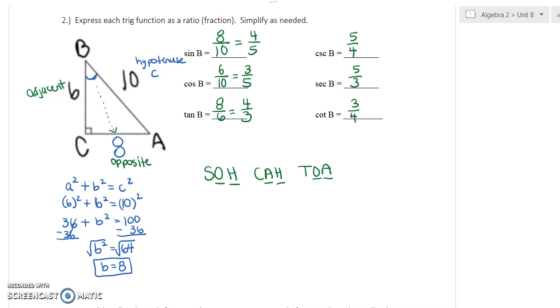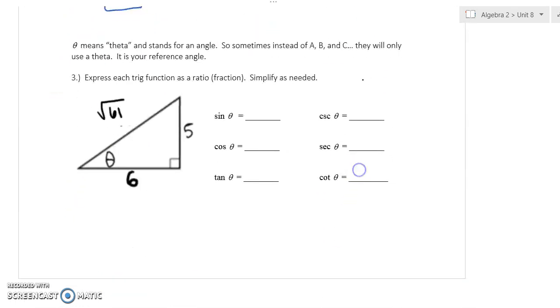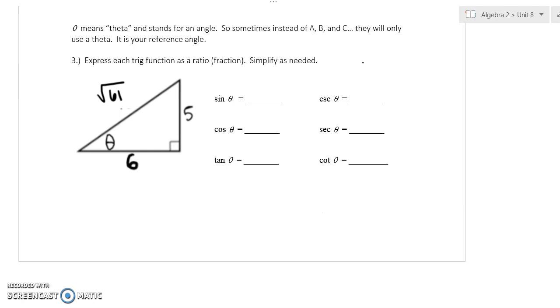All right, let's look at the last example we have. Now, theta is a Greek letter. We use it to represent an angle. So instead of A, B, and C using those letters at times, we'll use the theta symbol. So don't get scared. It just represents that angle right in that corner. Now, what's nice about this triangle is, once again, we have all of the sides. One of the sides is a square root, but that's not a big deal to us. So all we have to do is label.